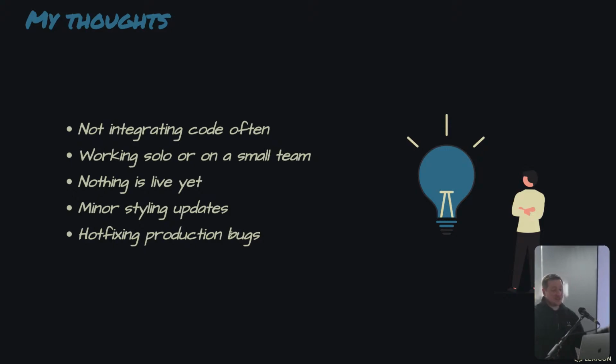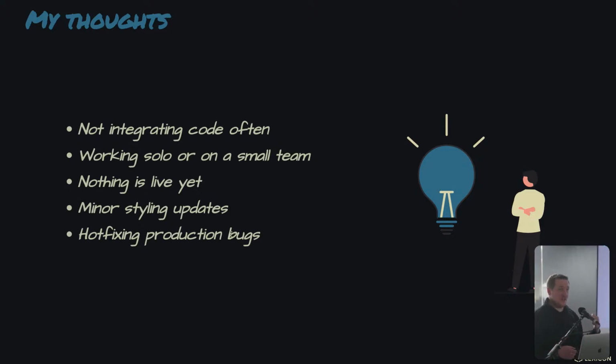All right, so these are my thoughts on that question. If you're not integrating code often, there's not a lot of point feature toggling. It's all about managing the risks of integrating code. If you're working solo on a small team, maybe it's a bit more overhead than you need. You can probably get away with just having conversations between people.